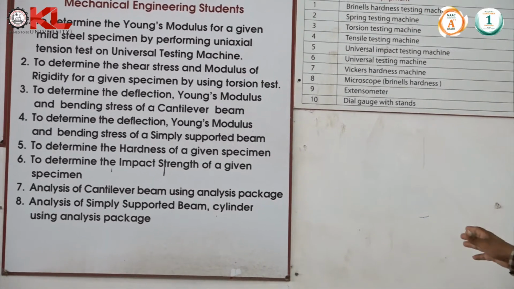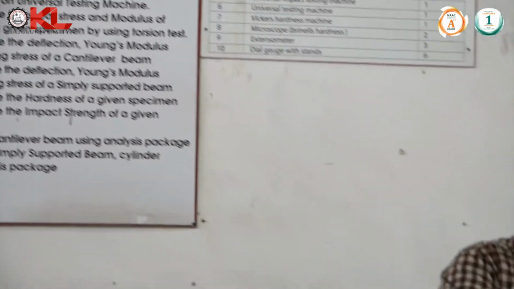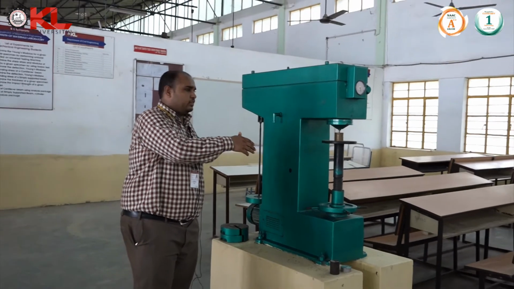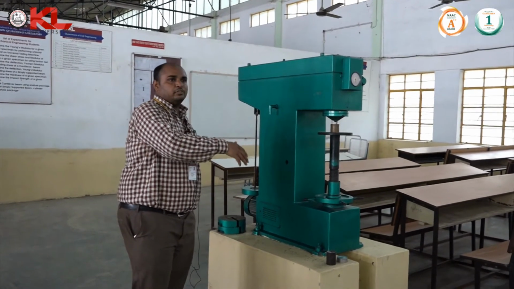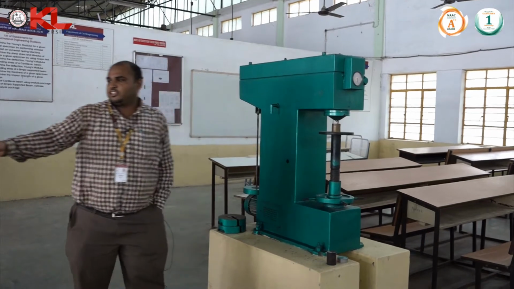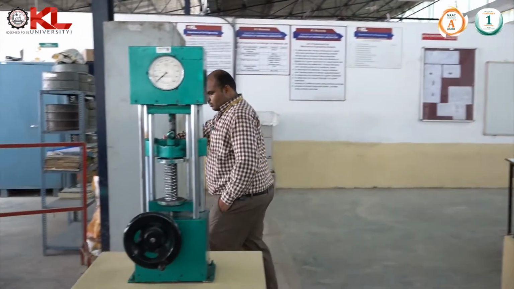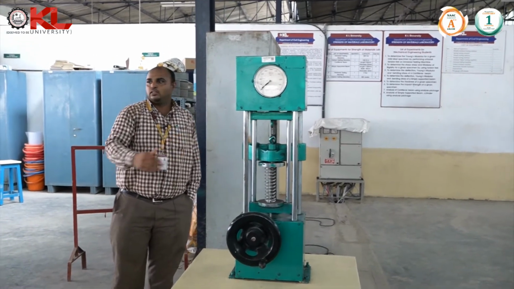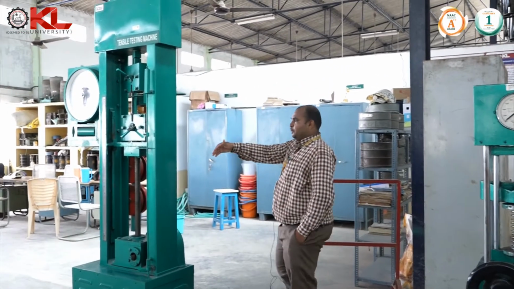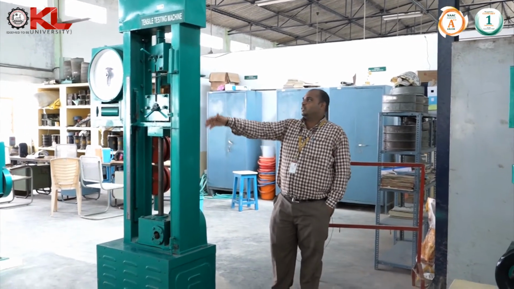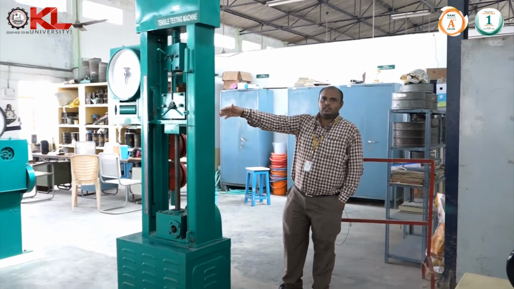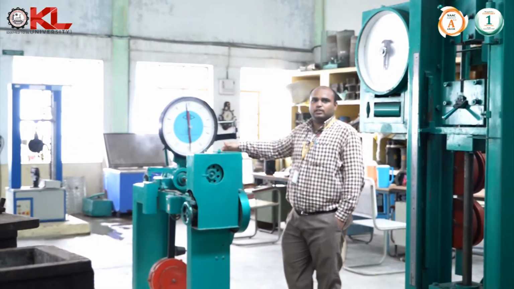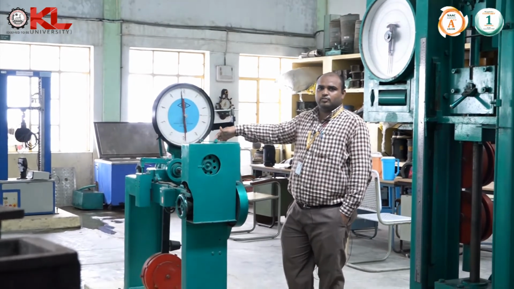Yeah, these are the lab experiments. Coming to the list of equipment, the hardness testing machine: by this machine, we test the hardness of various materials. This is the spring testing machine: by this, we test the stiffness of the spring. This is the tension testing machine: by this, we perform the tension test of any material. This is the torsion testing machine: by this, we test the twisting strength of various materials.